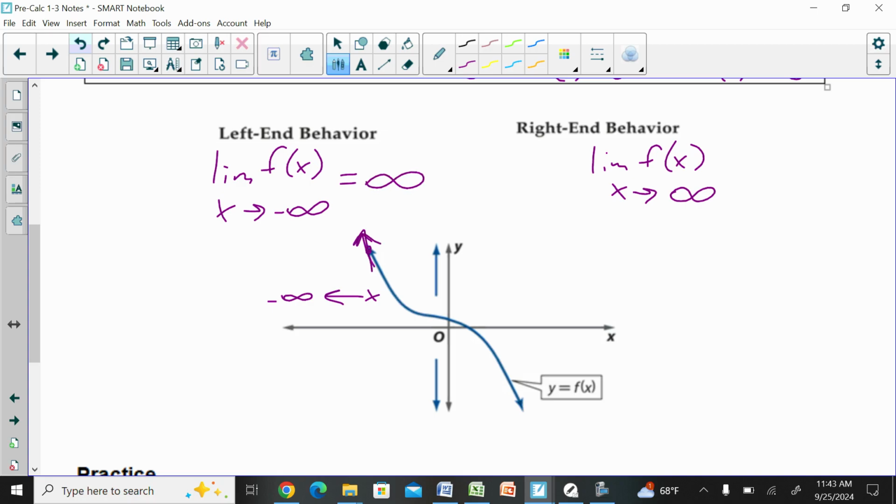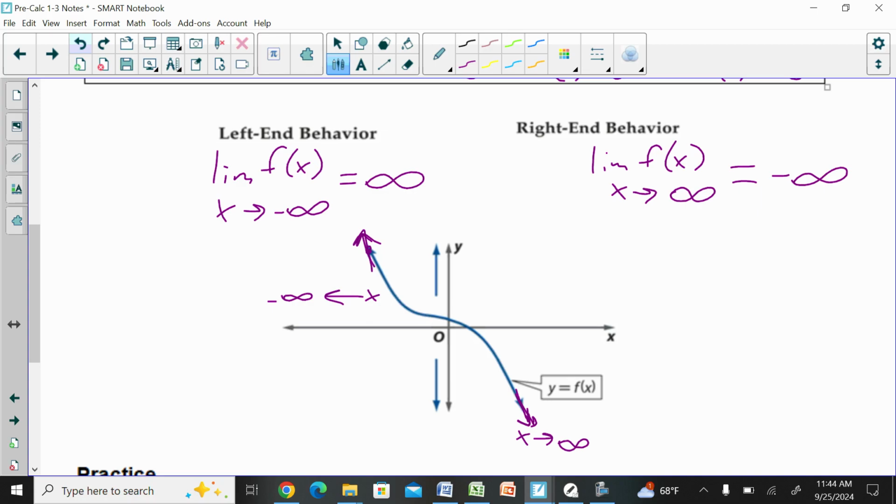On the right-hand side, x is getting farther and farther to the right. So x is approaching infinity here. But what's happening to y? Y is actually going down. It's getting smaller and smaller. So as it continues to go, y is going to be equal to negative infinity, or f of x is going to be equal to negative infinity.